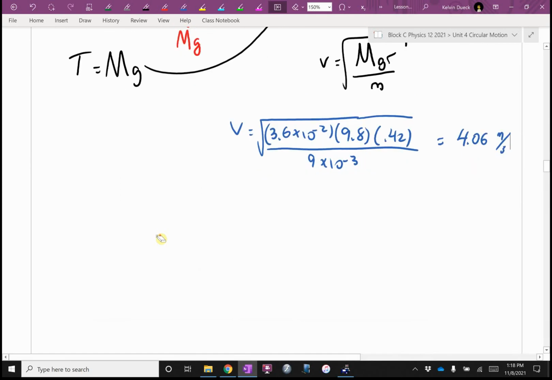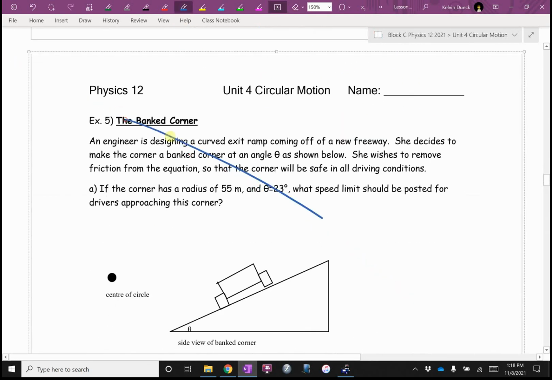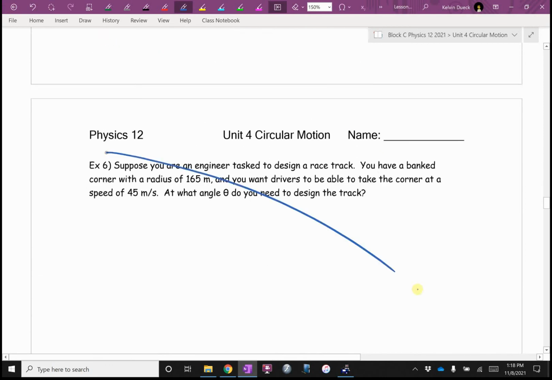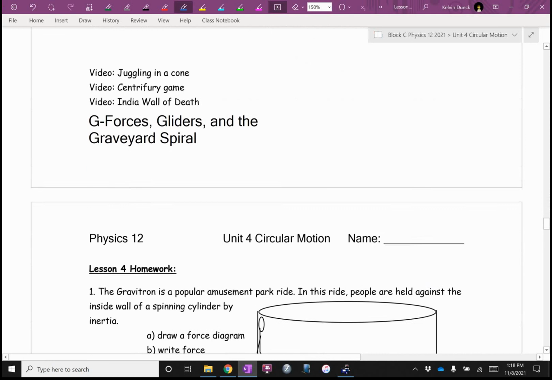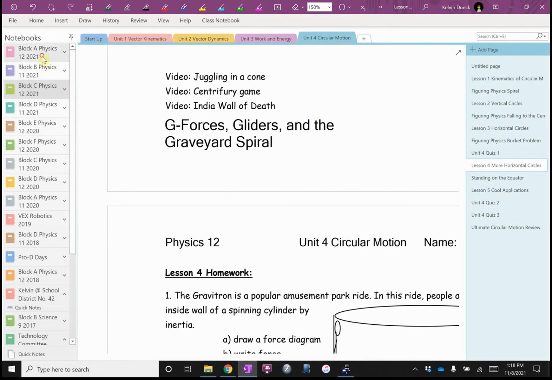Sorry? I'll come look in a second, but I want to make sure I get through everything. So you can cross out example 5. You can cross out B. You can cross out example 6. Okay? You're breaking my heart.